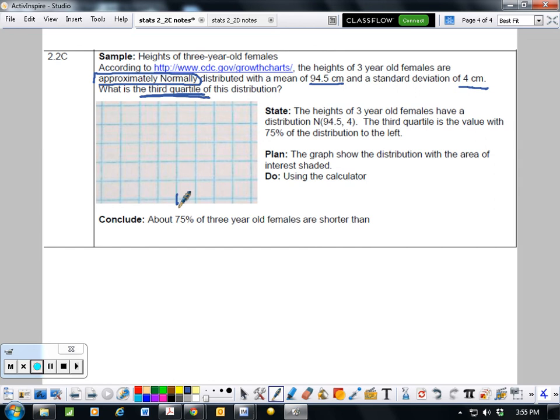So let's go ahead and look. Let's see, we start at 94.5. We're going to have our curve. And we're going to go out by 4s. So 98.5, 102.5, 106.5, 110.5, and then I go down 90.5, and 86.5, 82.5, and 78.5.